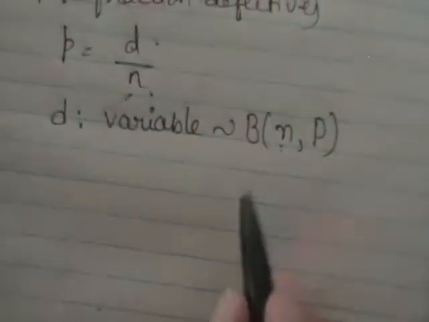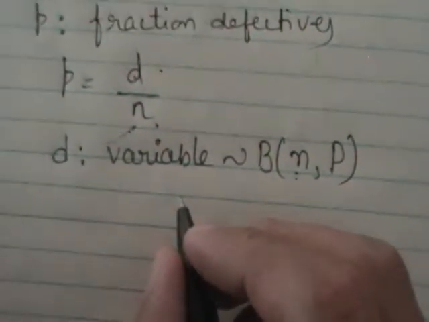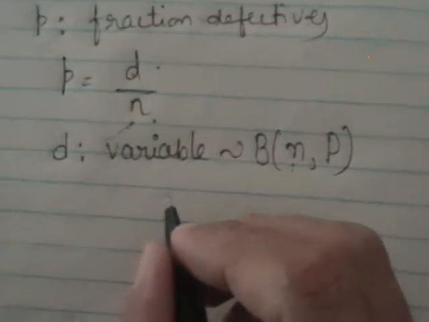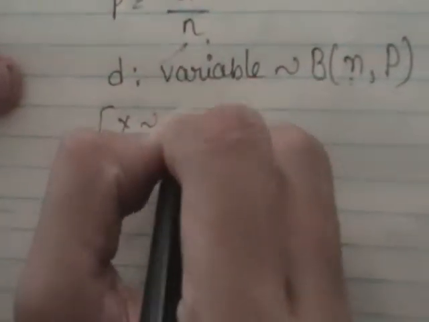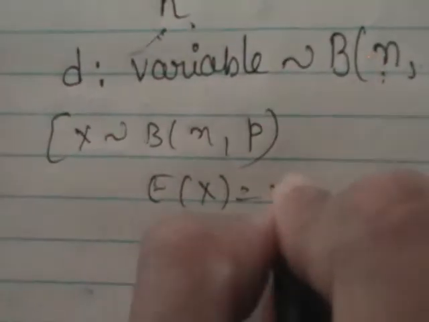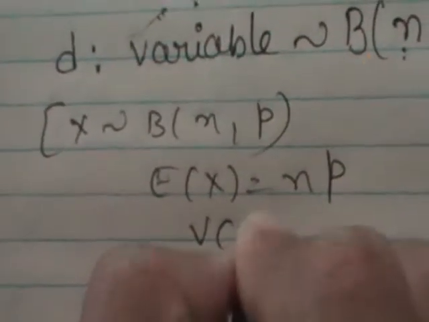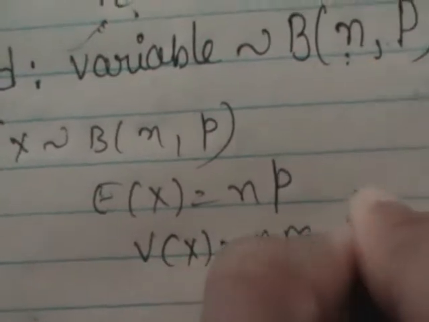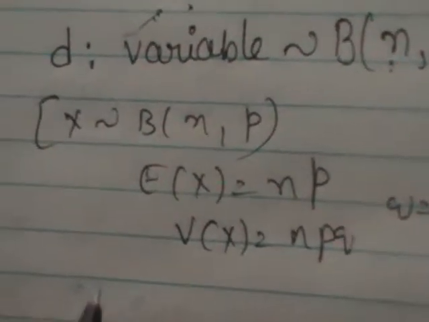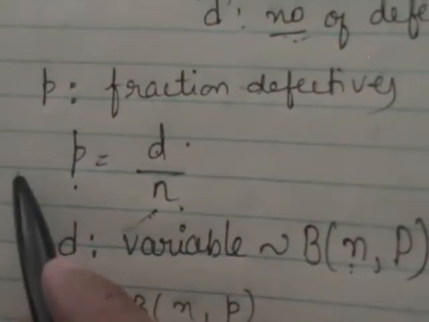Now what is the mean of a binomial distribution? If x follows B(n, p), what is its mean? Mean is nothing but np. Variance is nothing but npq, where q is 1 minus p. Here instead of x you have D. So this is the description of P chart.